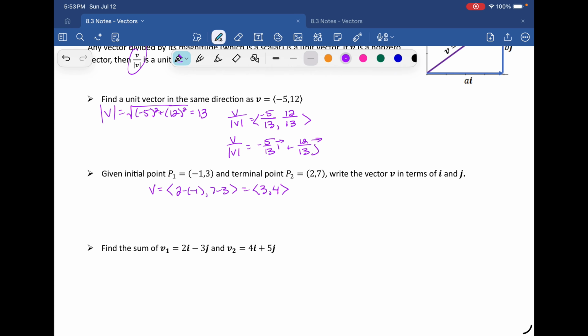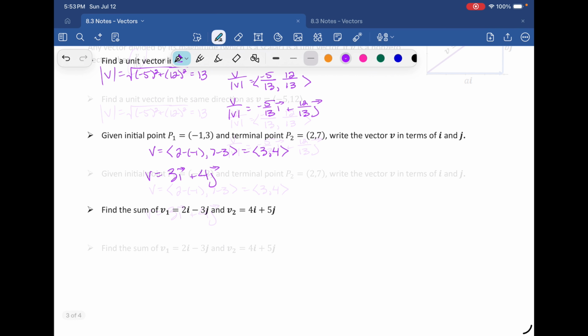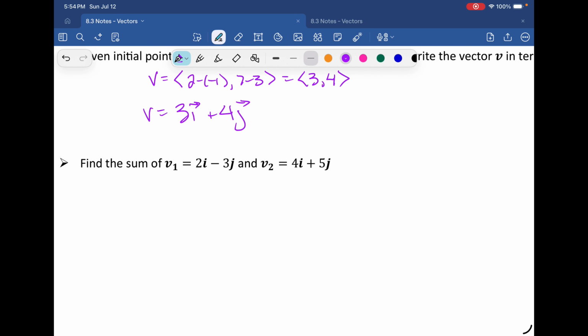All right, find the vector in terms of i and j. So vector v, this would be 3i plus j. Find the sum of v1 is 2i minus 3j, v2 is 4i plus 5j. It is literally the same thing.